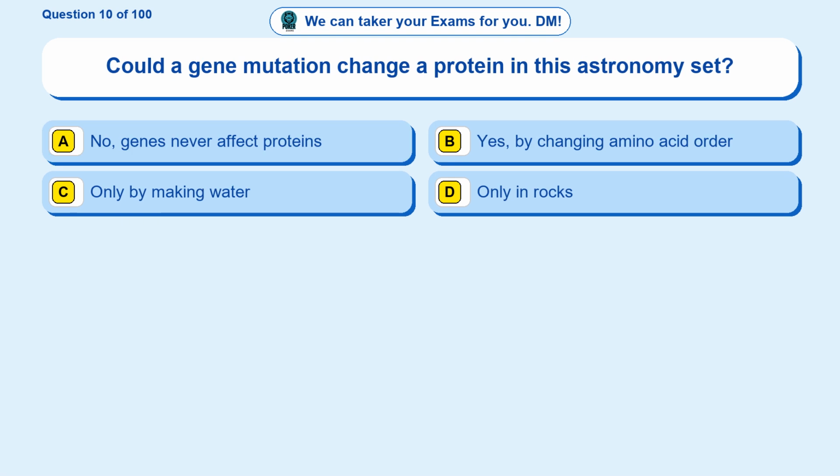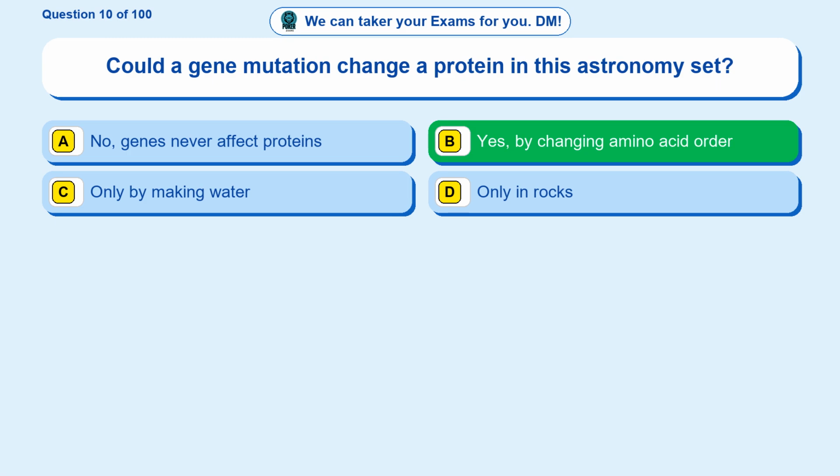Question 10. Could a gene mutation change a protein in this astronomy set? Option A. No, genes never affect proteins. Option B. Yes, by changing amino acid order. Option C. Only by making water. Option D. Only in rocks. The correct answer is option B. Yes, by changing amino acid order.